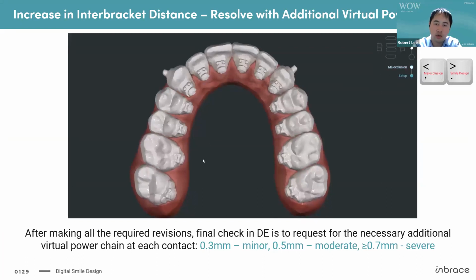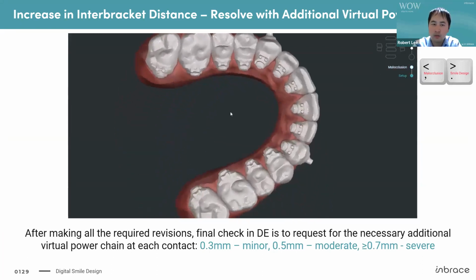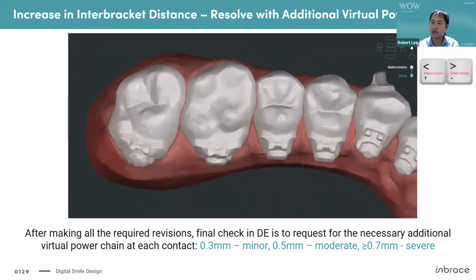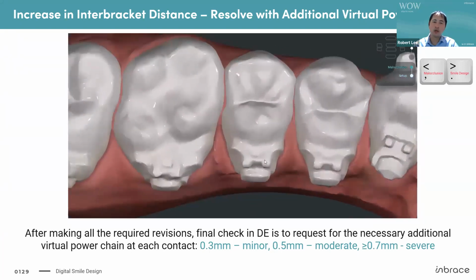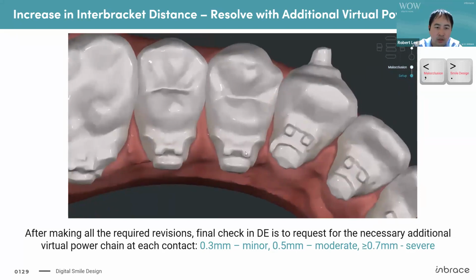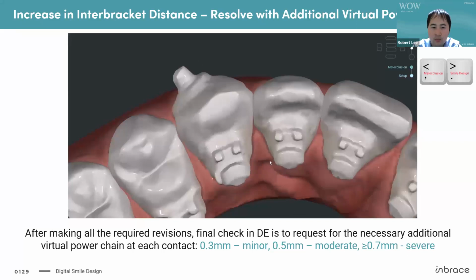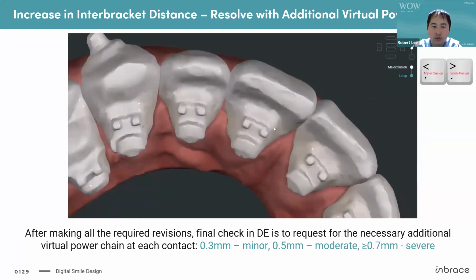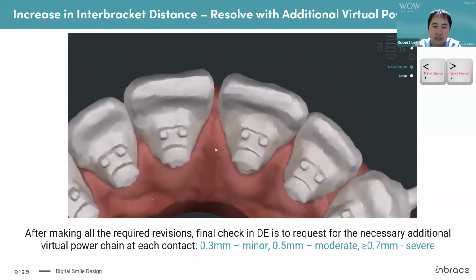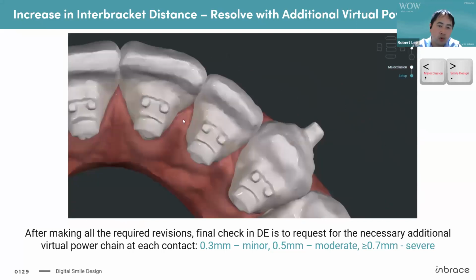You can use the less than or greater than signs, the comma or period button, to go back and forth. It takes me about 30 seconds to do this, where I just go back and forth. I look at every single contact and say, okay, here the space is opening between upper 2 and 3. There's an increase in inner bracket distance. There's a residual space between the upper ones.